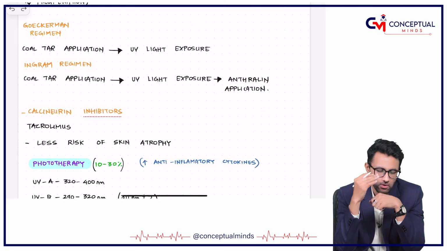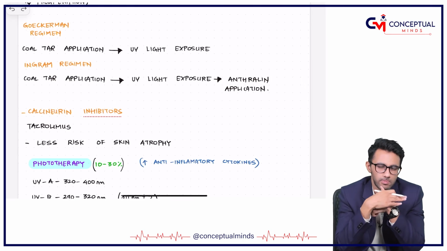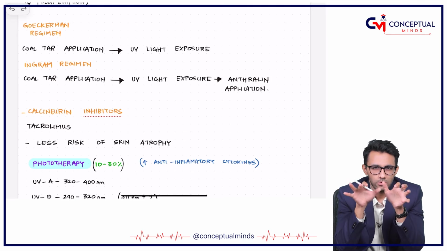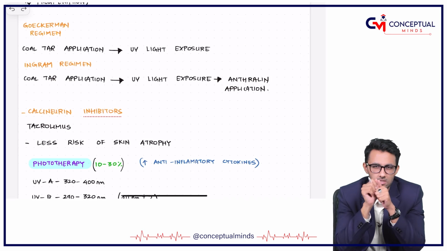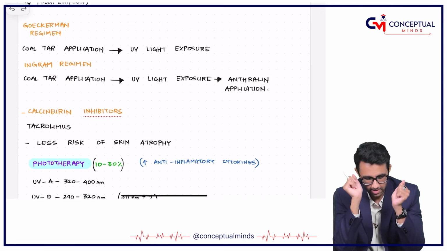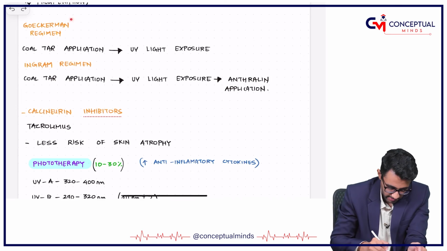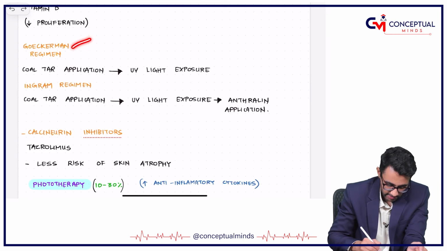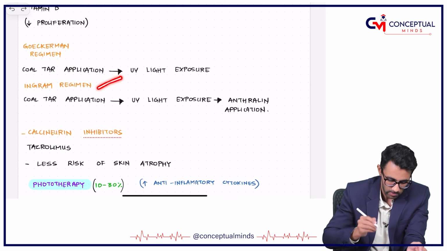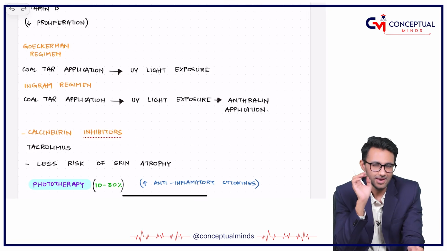Light, a specific wavelength of light, falls on the lesion. What it does is reduce the cytokines. Pro-inflammatory cytokines are reduced, and because of that the lesions are suppressed. There are two regimens we follow: the Goeckerman regimen and the Ingram regimen. I hope I am pronouncing it right, so don't scrutinize me for that.